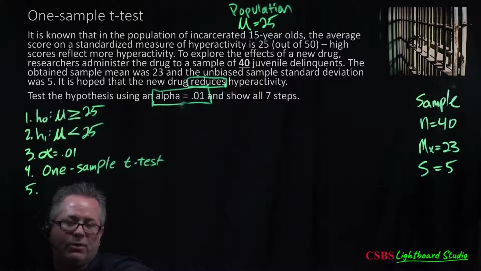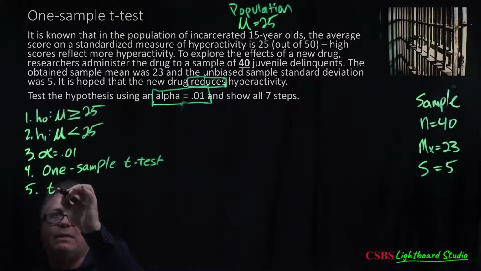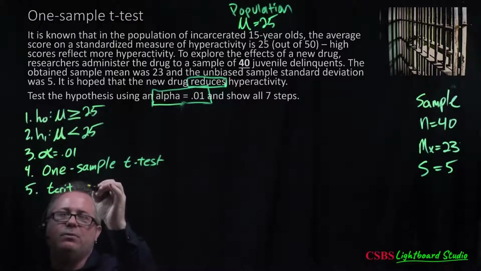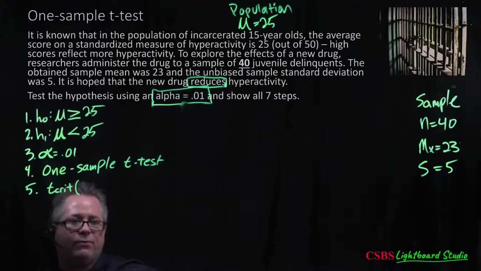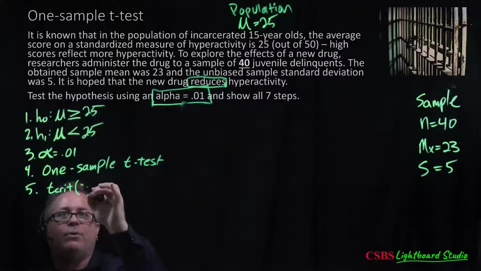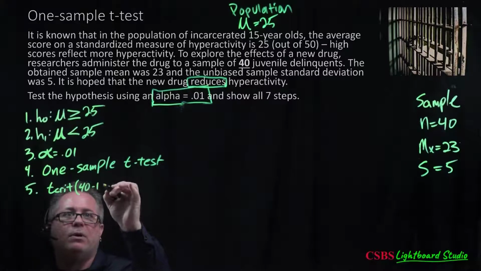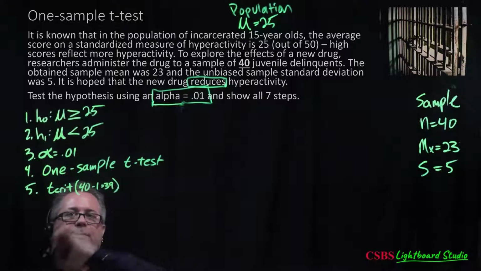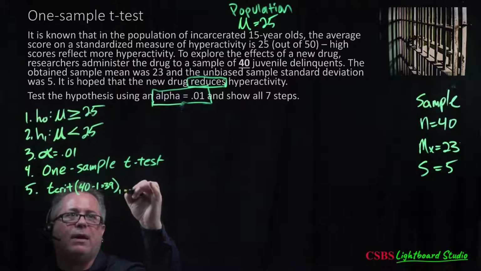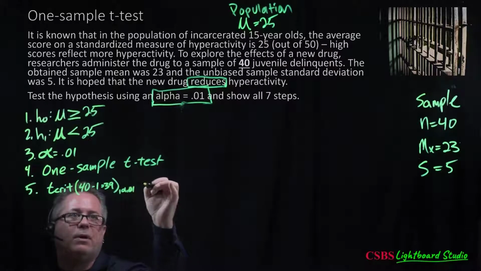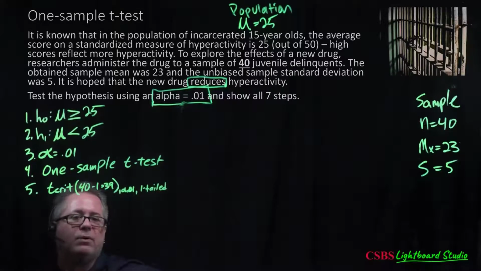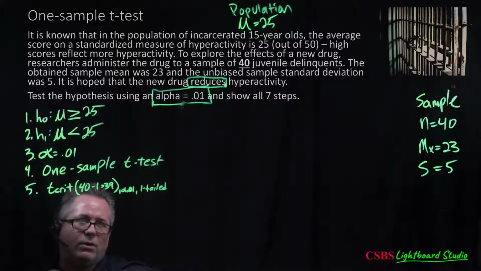Step 5, we need to find my critical value and state my decision rule. Now we're looking for a t critical instead of a z critical. So I need a t critical with how many degrees of freedom? Well, I have 40 juveniles, so my degrees of freedom is 40 minus 1 equals 39 degrees of freedom. And I need to find that at alpha equals 0.01, and it needs to be one-tailed. All those things are important in figuring out exactly what our t critical is going to be.